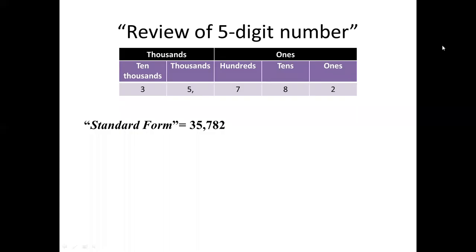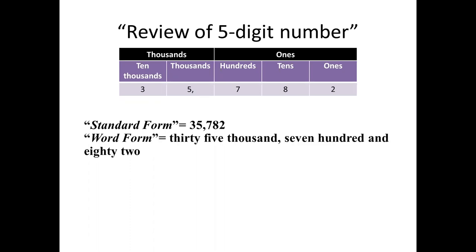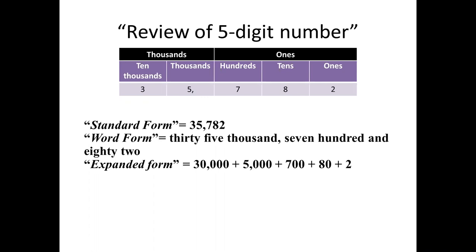I have written a number over here, 35,782, but it can be represented in 3 different ways. Number 1, you can see on the screen, is standard form. The next one is word form, that means the number name of this number. The next one is expanded form, in which you expand your number by putting the zeros, which is represented with the columns.